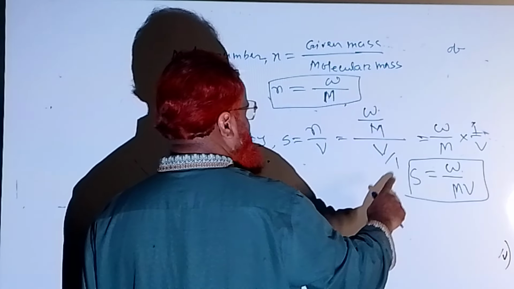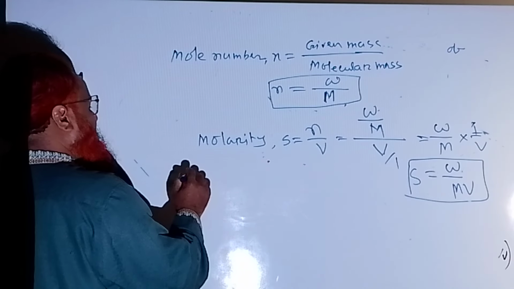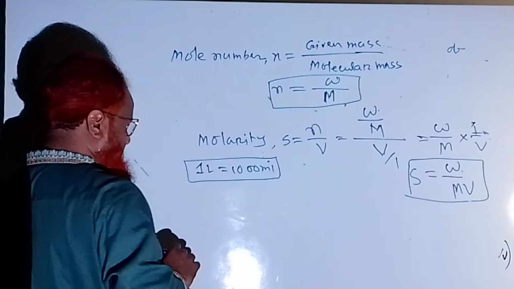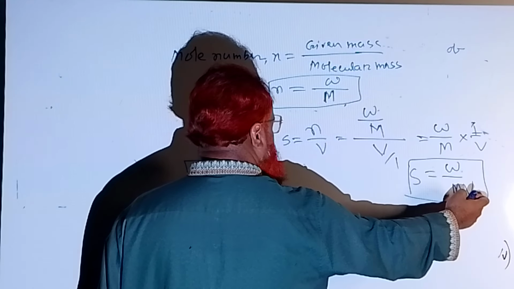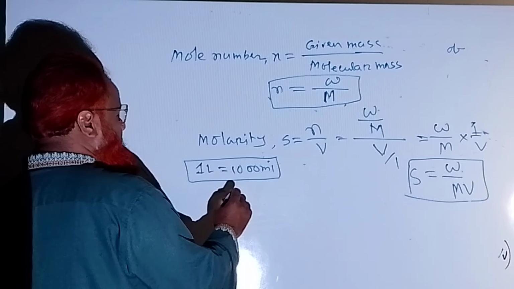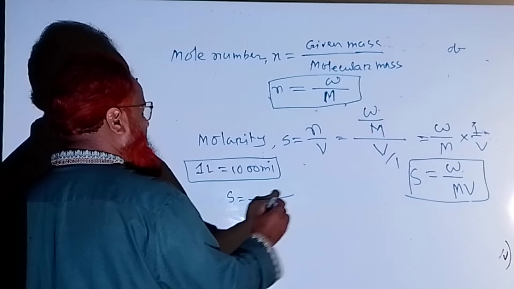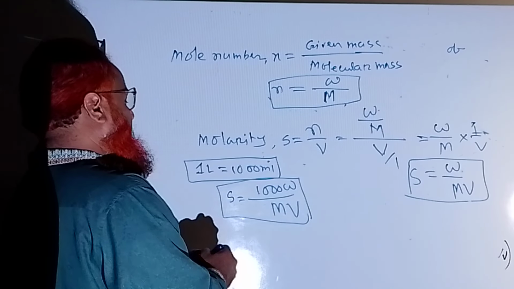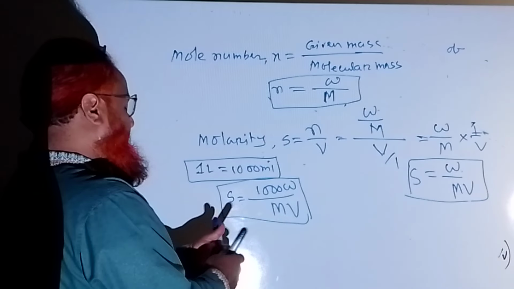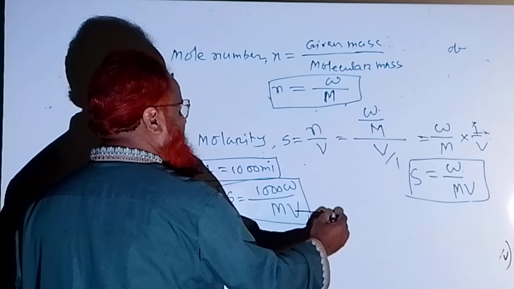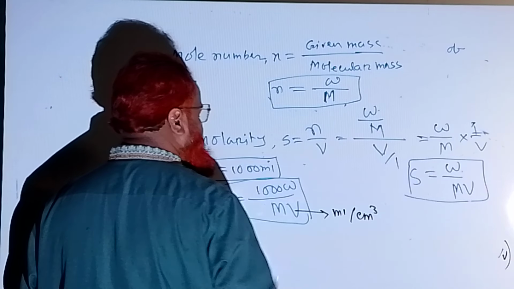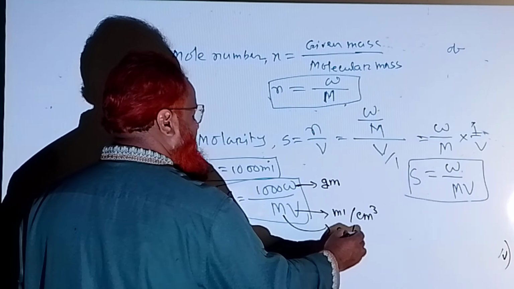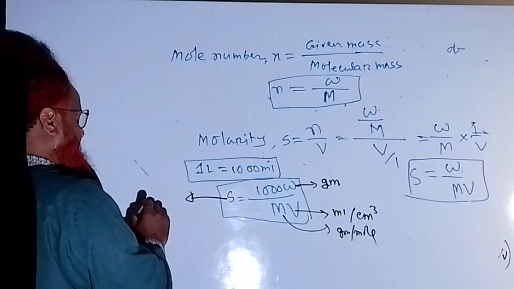So here again I'm saying that here V is in liter unit, but you know that 1 liter equal to 1000 ml or 1000 cm cube. So if we want to convert this volume from liter to ml, what will be the formula? The formula will be S equal to 1000 W by M into V. Now, my dear student, both are the same formula and the same answer will be produced from this, but here V is in ml or cubic centimeter, and W is in gram unit, and molecular mass, you know, is gram per mole, and here molarity is mole per liter.